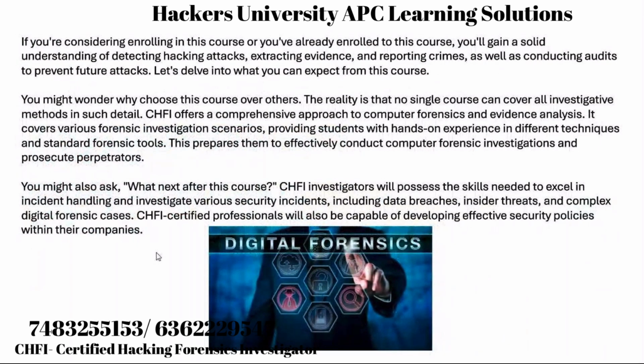You will gain a solid understanding of detecting different hacking attacks. It's good that you are already into CEH. You know about ethical hacking, so you are already familiar, and it will be helpful in that case. But now you have to brush up your skills, and you told me that you are already enrolled in a BSc in cyber forensics. So it's good, it can give you some additional skills after this training course. You'll learn extracting evidence, reporting crimes, and conducting audits to prevent future cyber attacks in this course.